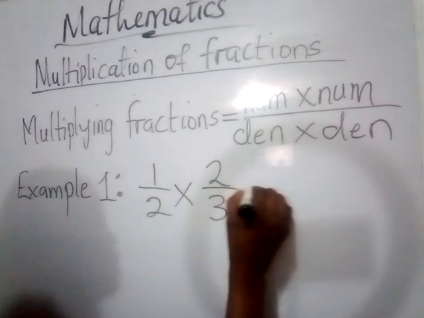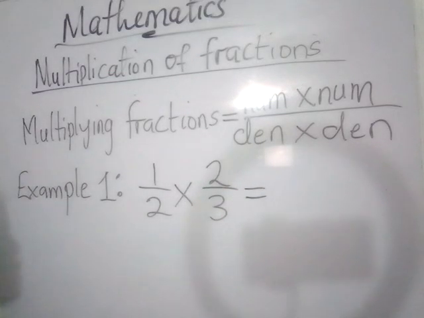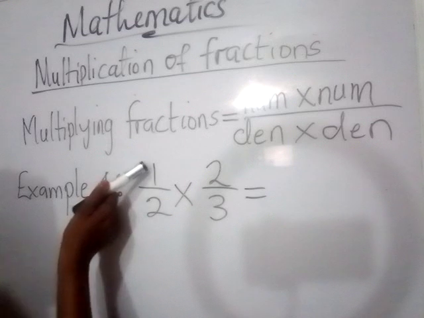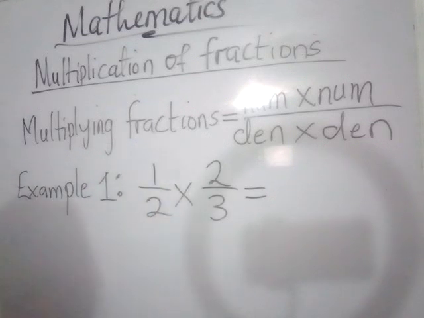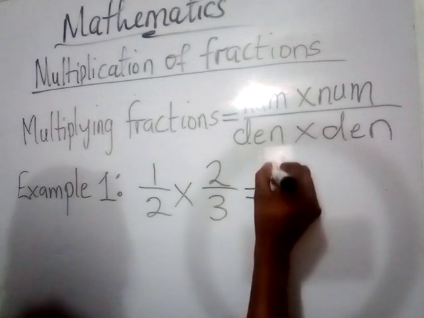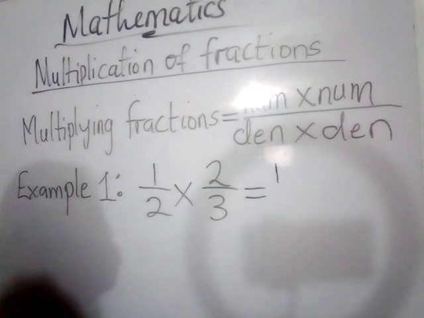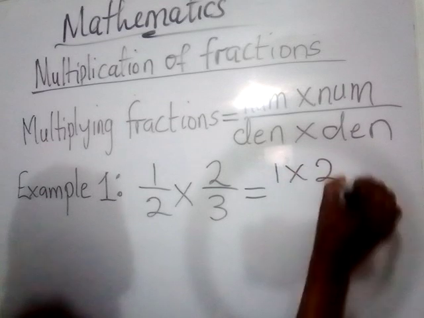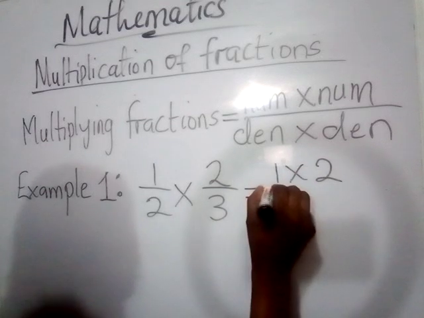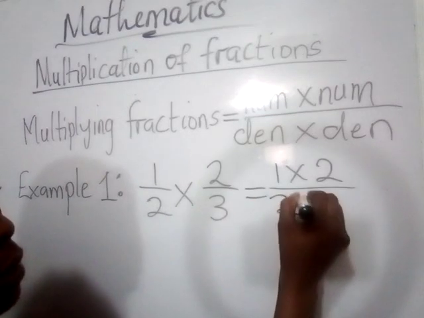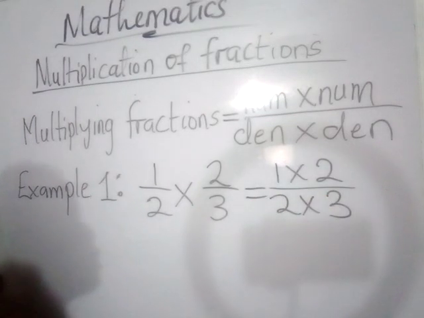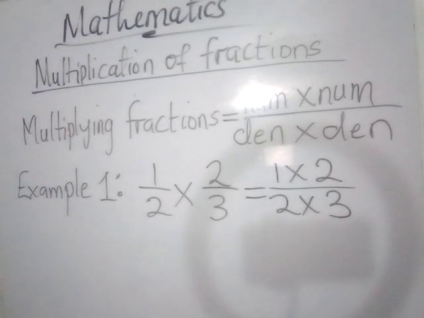Now let's look at this example we have on the board. We have 2 fractions, and that means we have 2 numerators, and then we have 2 denominators. Every fraction has a numerator and a denominator. So what do we do? We do the numerator times numerator. So the first numerator here is 1, and the second numerator is 2. We rule a horizontal line. The first denominator is 2 and the second denominator is 3. It's as simple as that.